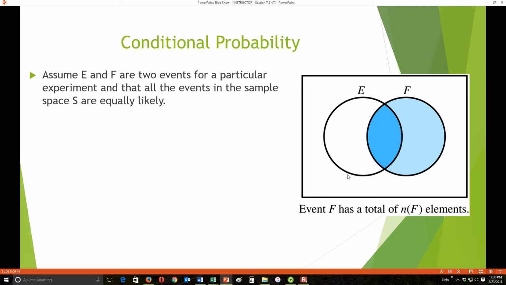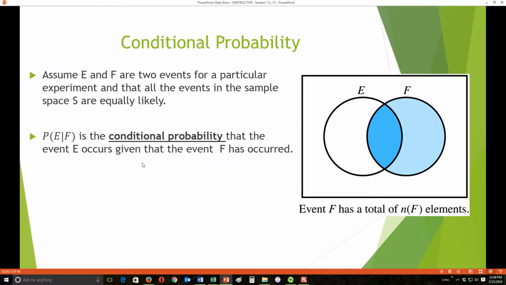You want to think of it like this. We have two sets. E and F are two events for a particular experiment, and all the events in the sample space S are equally likely. P of E given F, E bar slash F, is the conditional probability that event E occurs given that event F has already occurred. And the way we calculate that is P of E given F is P of E intersect F divided by P of F.